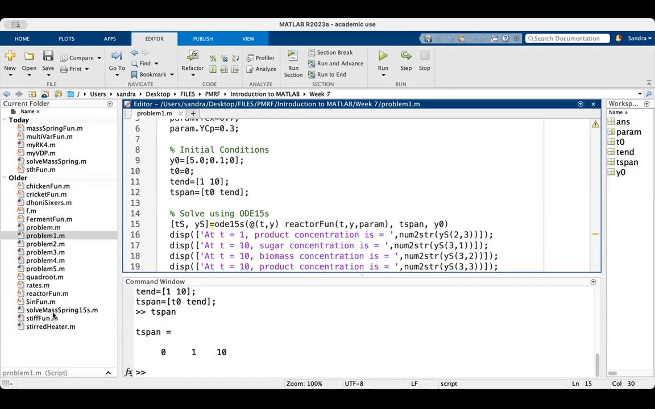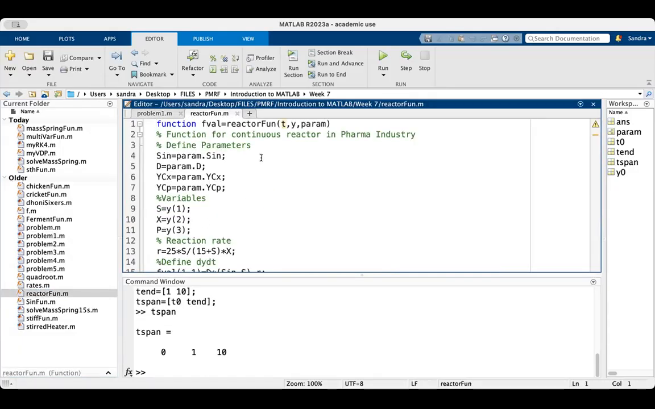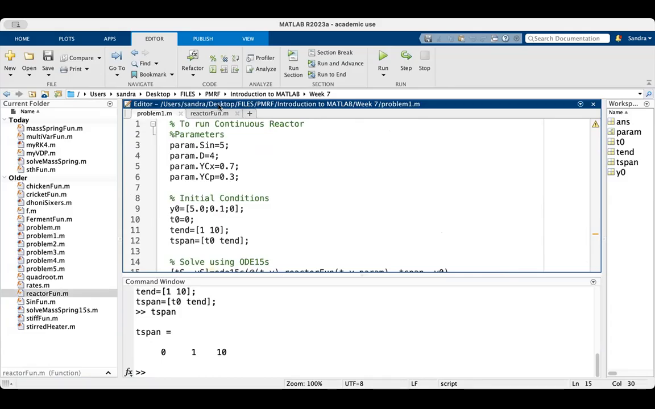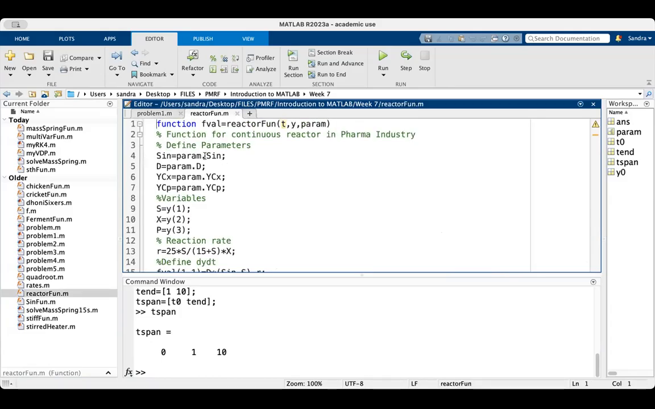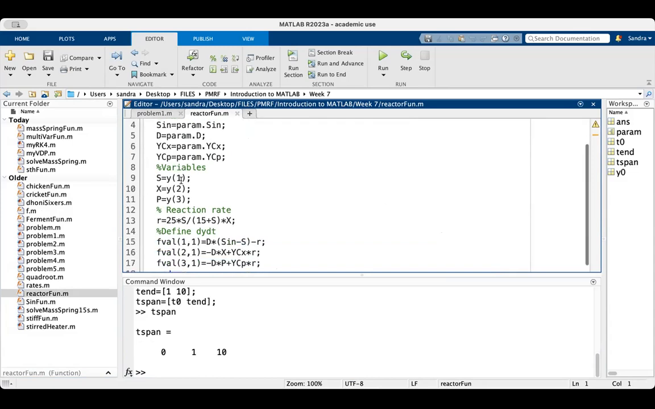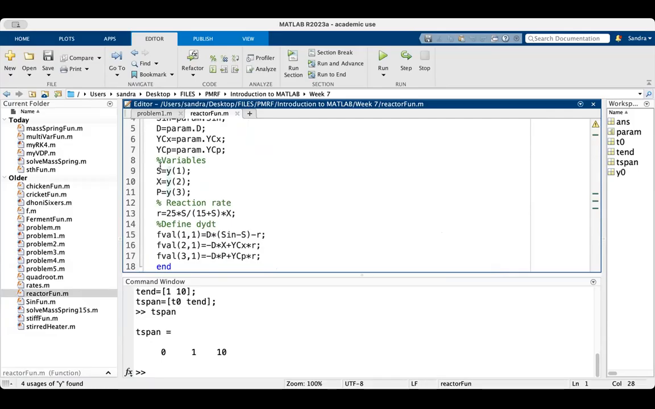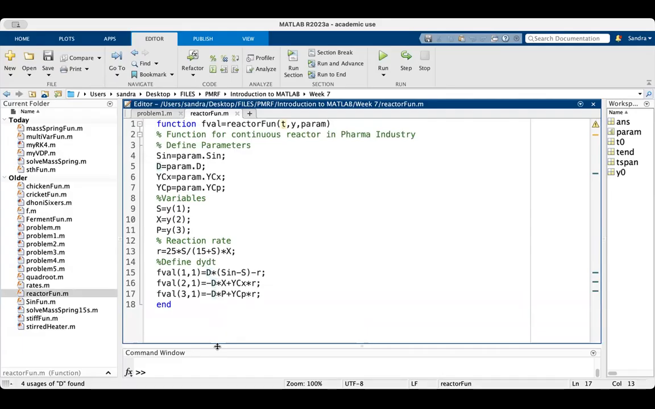Give me some time. Yeah, the reactor function. Here, instead of passing this parameter, you can write this directly here also. You can just write Sin equal to this value, D equal to this value. That can also be done. Now, from Y, I'm extracting S, X, P. This order is very, very important. I'm calculating R and putting this in the equations. This is my first equation, this is my second equation, this is my third equation. This is how my function looks.